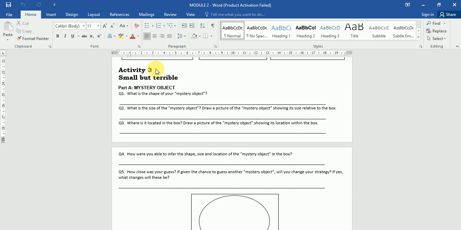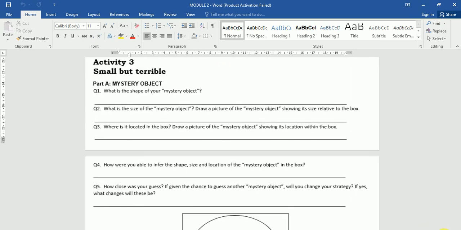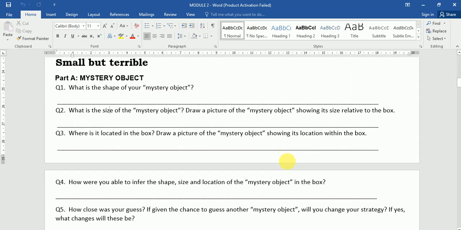Draw a picture of the mystery object showing its size relative to the box. Okay, so where is it located in the box? Draw a picture of the mystery object and show its location within the box.